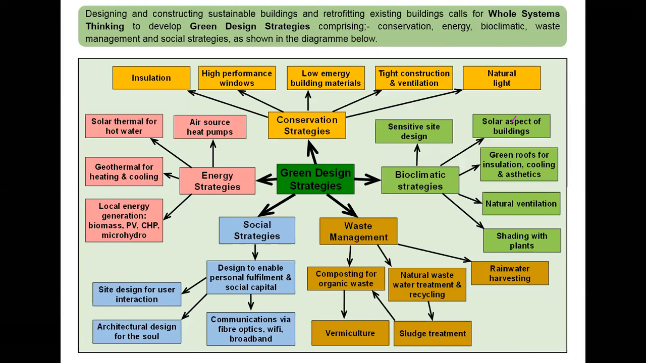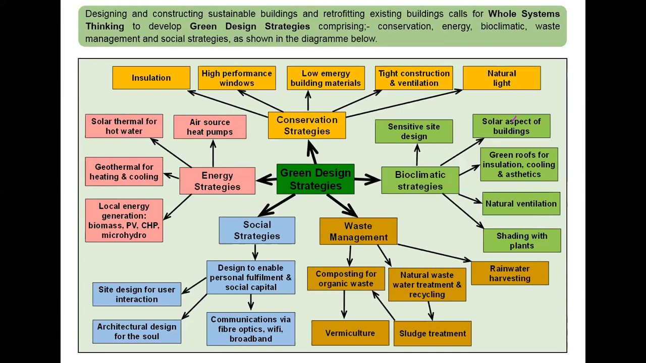Then there's also in the light green, the bioclimatic strategies. This is looking at the positioning of the buildings, the green roofs, the natural ventilation, passive design, shading with plants. In the light brown, there's waste management. What do we do with all the waste? We can compost it. And then we can bring in module 2 there for ecological wastewater treatment and rainwater harvesting.